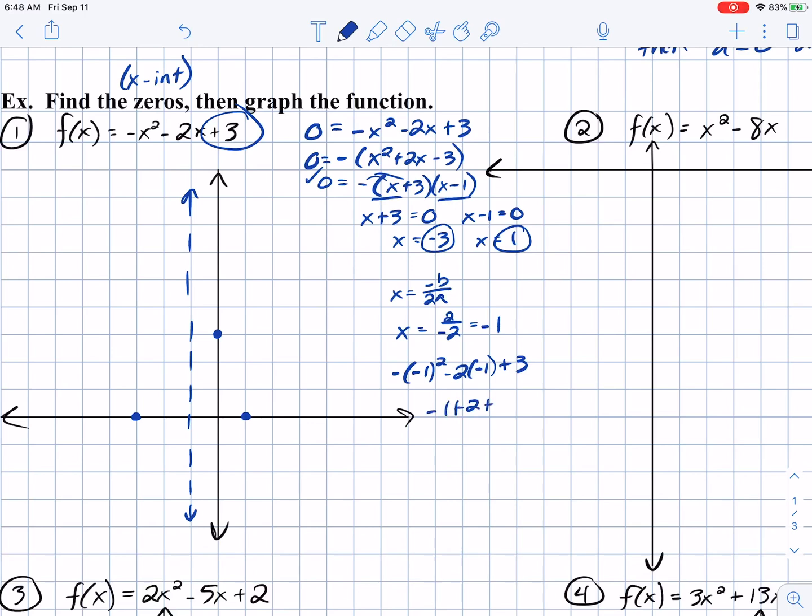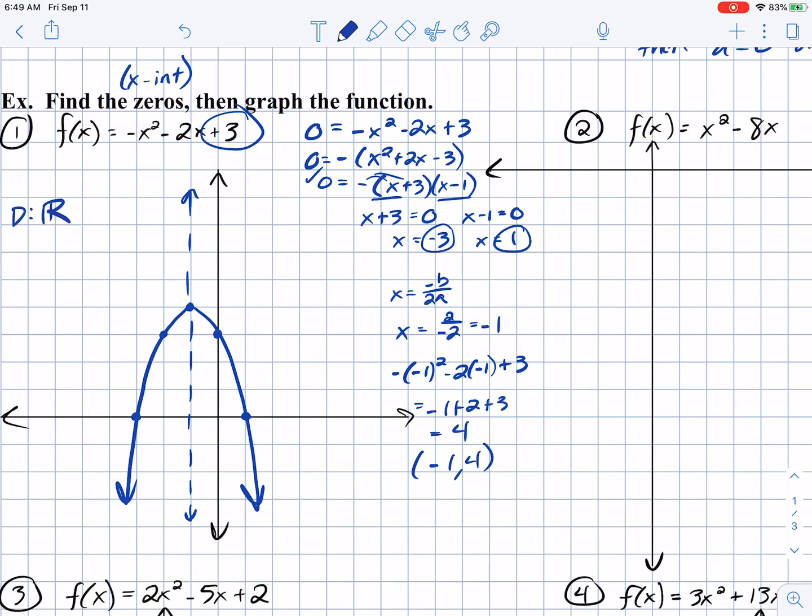Negative 1 plus 2 plus 3, which gets us 4. So our vertex would be at negative 1, 4. Great. We definitely have one more point on the other side of that axis of symmetry, because all parabolas are symmetrical. And there's our function opening down, because you have a negative a value.